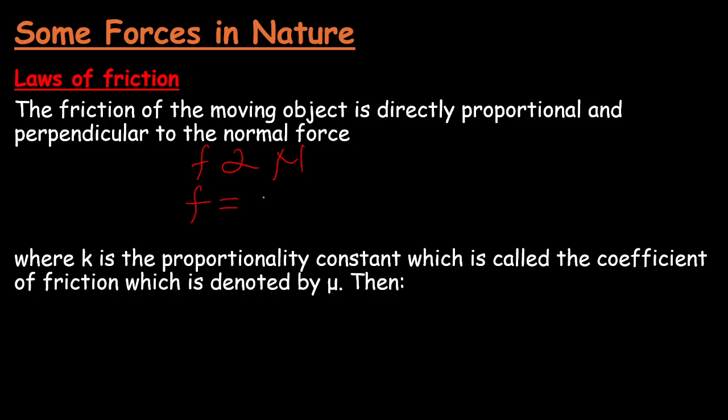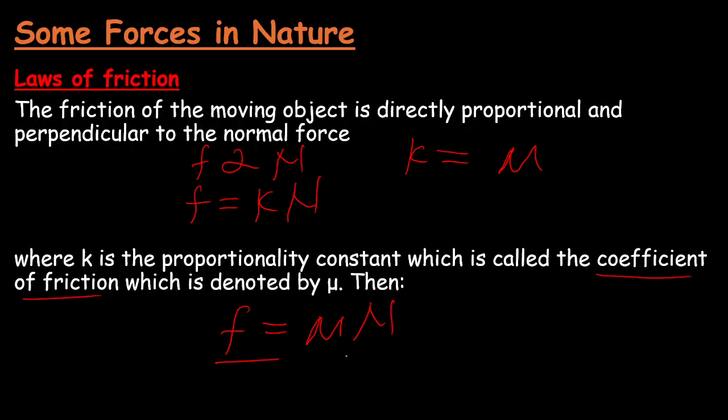And when we put our equal sign there, we're going to have the proportionality constant times the normal force. Now, the proportionality constant is what we are calling the coefficient of friction. Okay, the coefficient of friction, and it can be denoted by mu. So now our formula for friction becomes friction is equal to mu times N. So this is our formula for friction, where mu is the coefficient of friction, N is normal force.